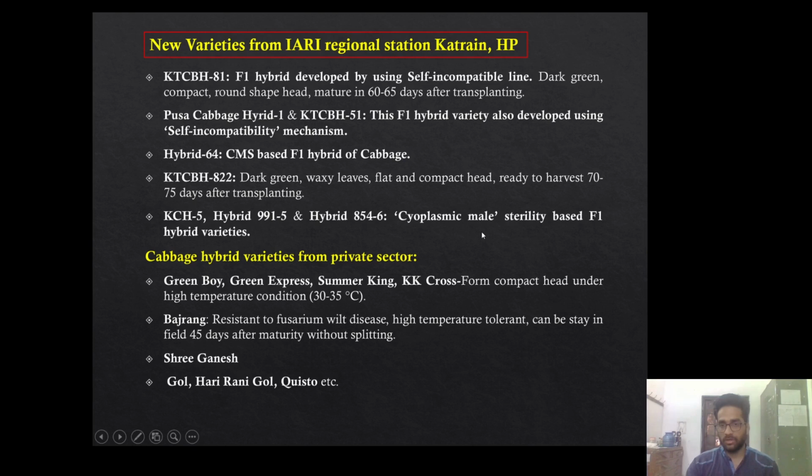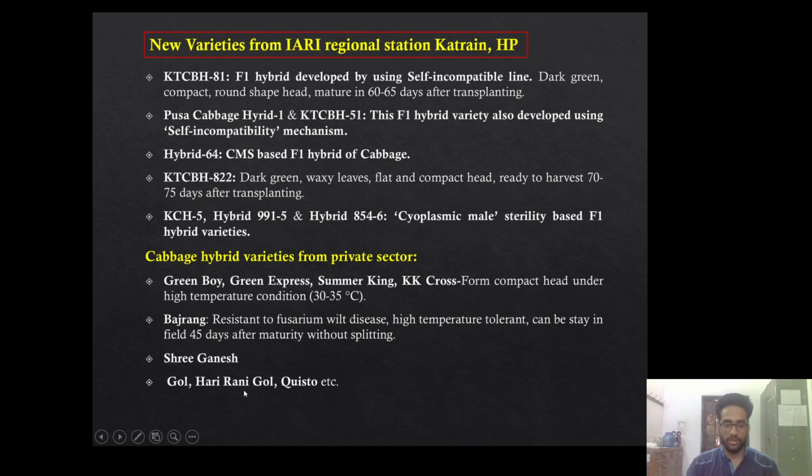These are hybrids. Cabbage hybrid varieties from the private sector are Green Boy, Green Express, Summer King, KK Cross. These varieties are tolerant to high temperature. Bajrang is a variety resistant to fusarium wilt. Shri Ganesh Gold, Hari Rani Gold, Questo are also popular varieties from the private sector.